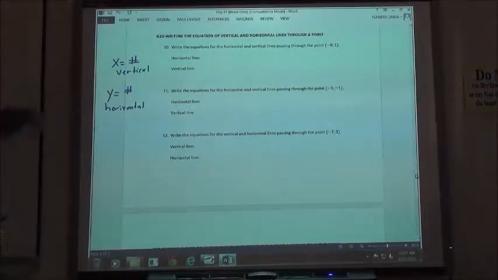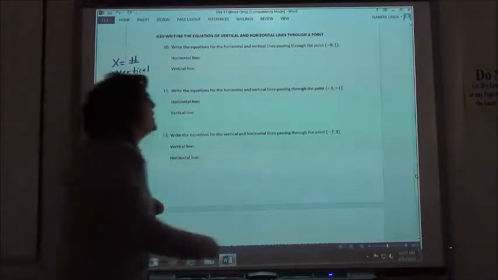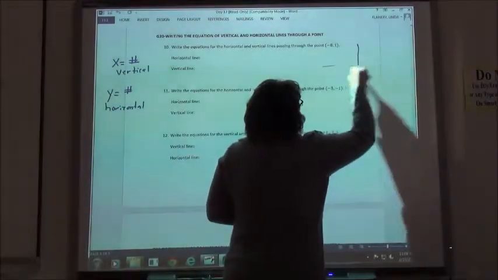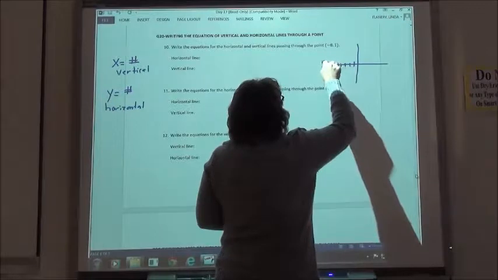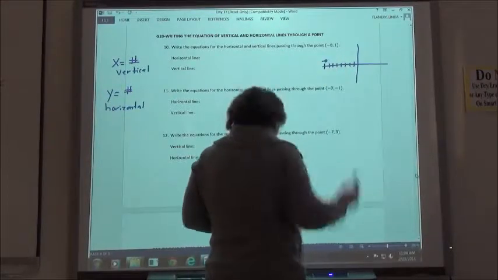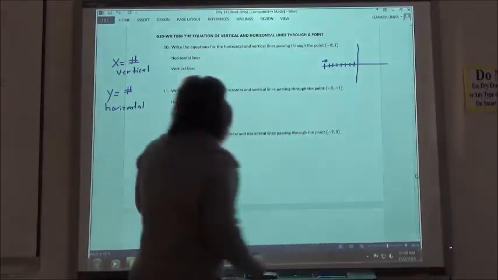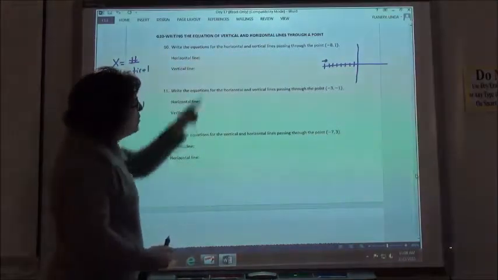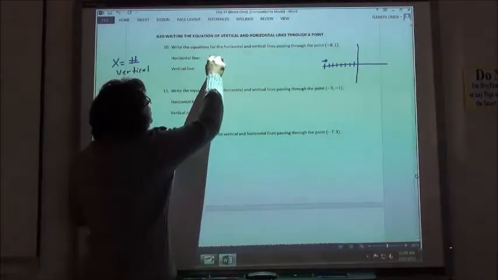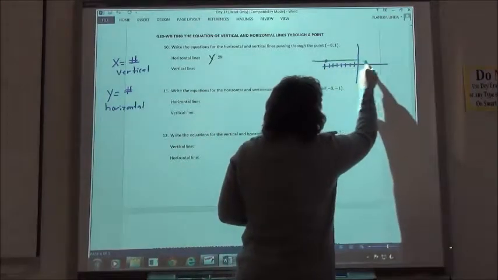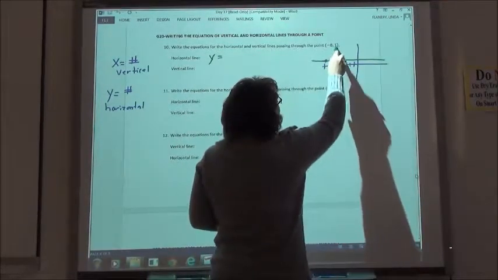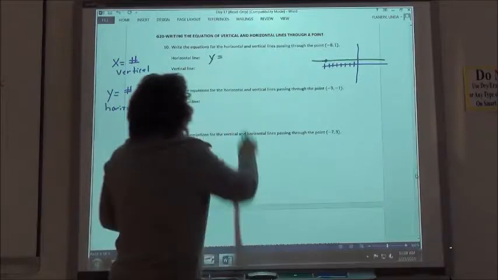Well, if I want to write the equation for the horizontal and the vertical line that touches this point, 1, 2, 3, 4, 5, 6, 7, 8, 1, negative 8, 1, if I am going to do the horizontal line, the horizontal line that touches that point has to start y equals. And if I drew my horizontal line through that point, it's going to be the same as the y value of this point, which is 1.